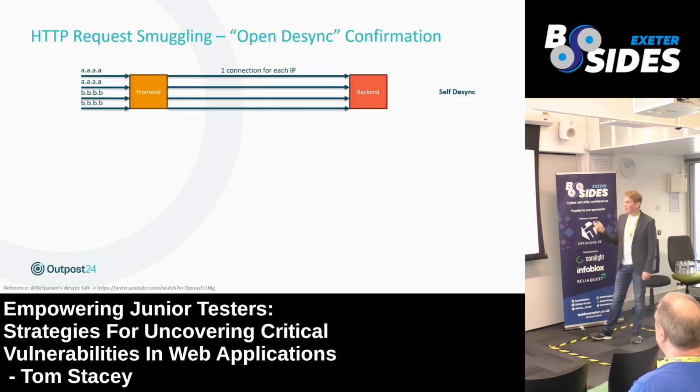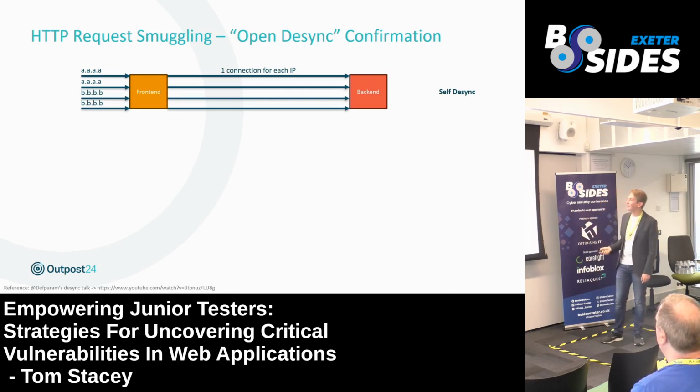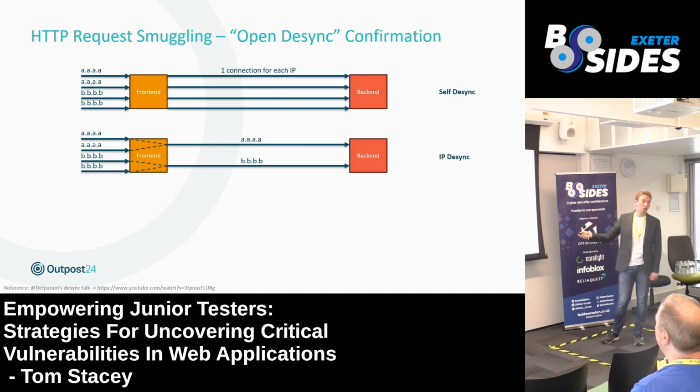So, there's a good reason for this, and that's because front-ends and back-ends have lots of different architectures. One of the options you can have is that every connection to the front end has its own connection to the back end, which means that your request prefixes can only affect your own connection. Not very useful, it's called a self-desync. DefParam has an amazing talk on this, by the way. You should go check it out. There's a little link there, which you can't see, but I'll share the slides or something.